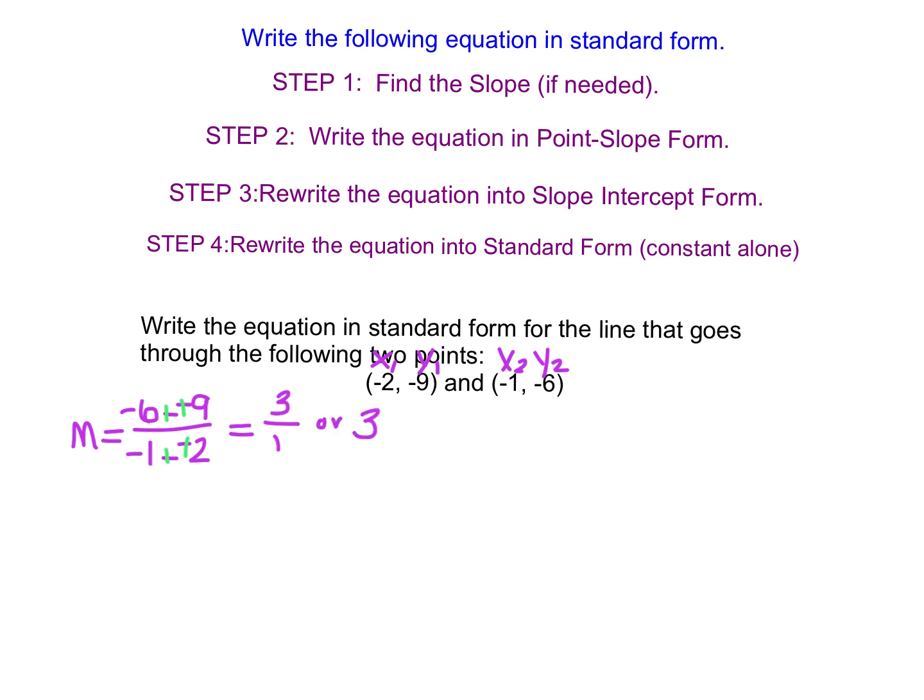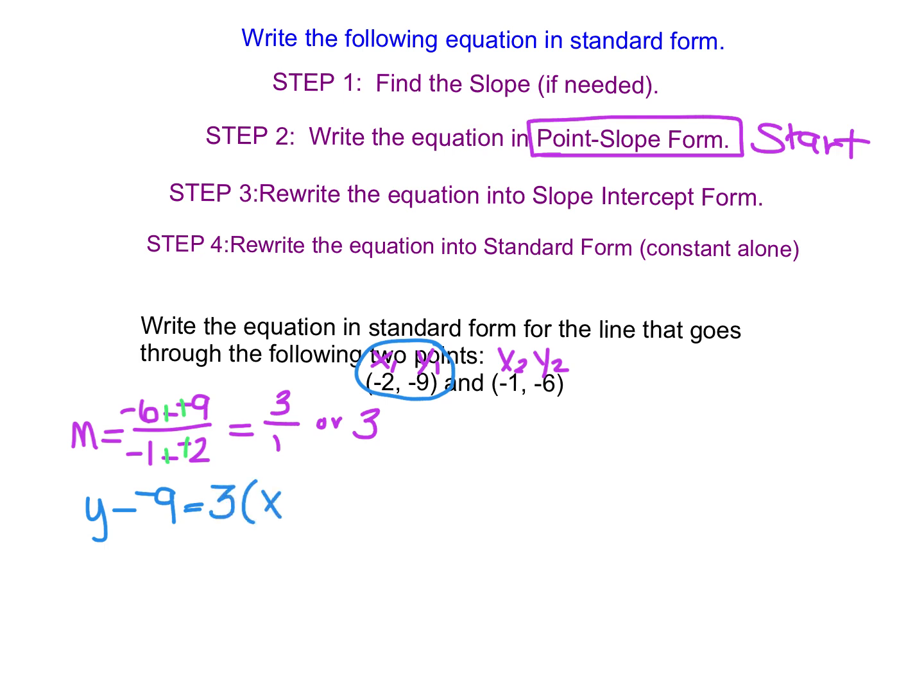Then from here, I'm going to start by writing the equation of my line into point-slope form. So we always start here in point-slope form once we have a point and a slope. We need to pick a point to use. I'm going to pick this first point here. Remember, it does not matter which point you pick. So I'm going to start by writing it into point-slope form. So I have y minus my y-coordinate, which is negative 9, is equal to my slope, which is 3, times x minus my x-coordinate, which is negative 2.